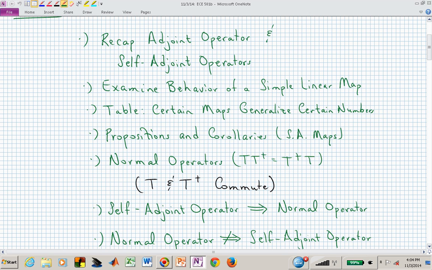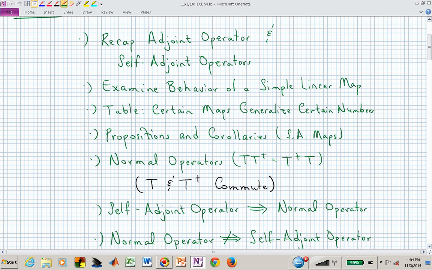Which numbers are complex, which numbers are complex conjugates, and which numbers are real. Those actually have their counterpart to certain maps. Certain maps look like generalizations of complex conjugates in terms of complex numbers. Certain maps look like real numbers in terms of how they generalize these concepts. That's what we want to put together in the form of a table. Then we will look at a few propositions and corollaries associated with self-adjoint maps.